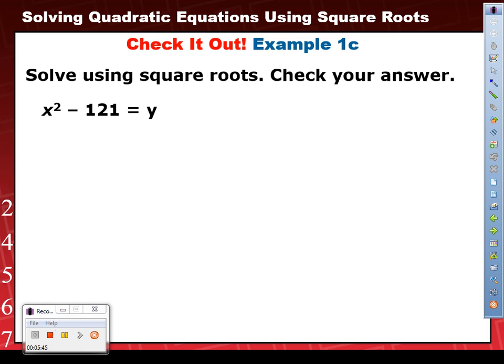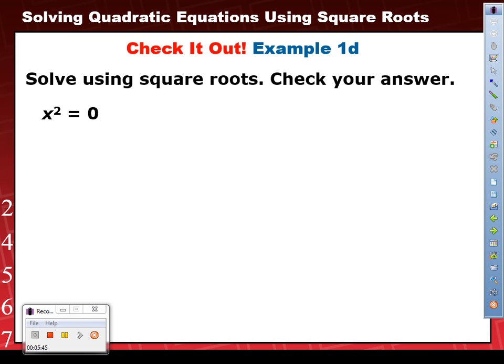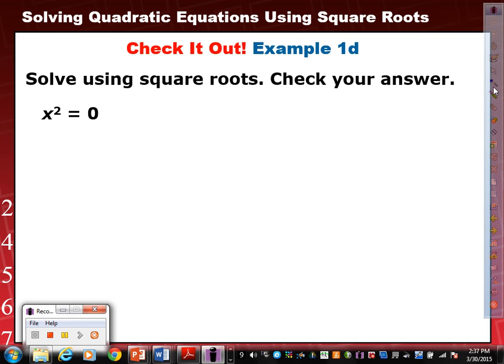Here we go. Example 1D. Copy this one. 1D. X squared equals 0. I'm going to give you guys about 30 seconds to see what you do with this. Keep it to yourself, so let people think about it, and then I'll go over this one together. 30 seconds. Okay, here we go.